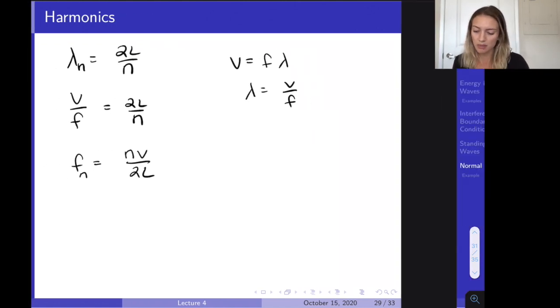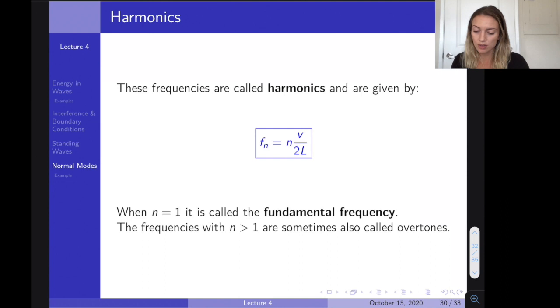And now these are sometimes called harmonics. So you'll see that a lot, like I said, for musical instruments and stuff. So these are our allowed frequencies called harmonics. And when we have n equal to 1, that's called the fundamental frequency. So that's the minimum frequency that you can have on a string of a certain length. And then the frequencies where n is greater than 1, you'll sometimes see referred to as overtones.